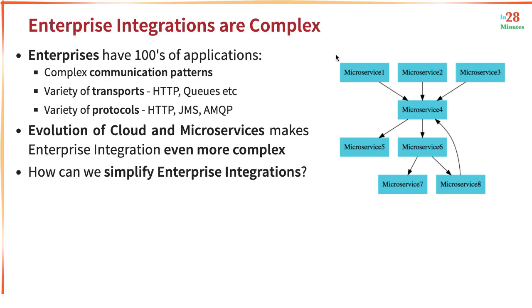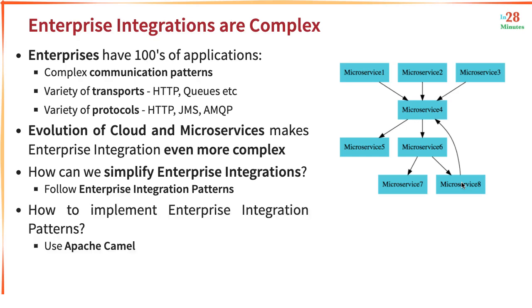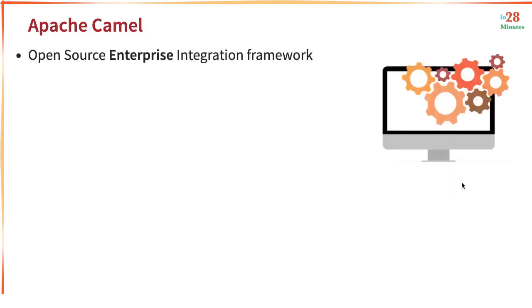How do we simplify enterprise integration? How do we simplify the code that we write to enable microservice 4 to talk to other microservices? How do you ensure that it is adhering to all the best practices? What you can do is to try and follow enterprise integration patterns. However, understanding enterprise integration patterns and implementing them well is a big challenge. The best framework in this specific space is Apache Camel. Apache Camel is an open source enterprise integration framework.